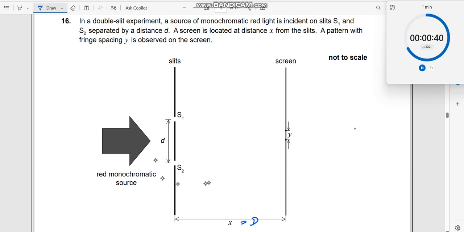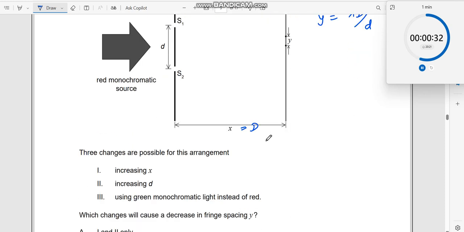See, the moment all these patterns are given, write down the equation. So, y is equal to lambda into capital D divided by small d. We already know this. Now, what's the question here?